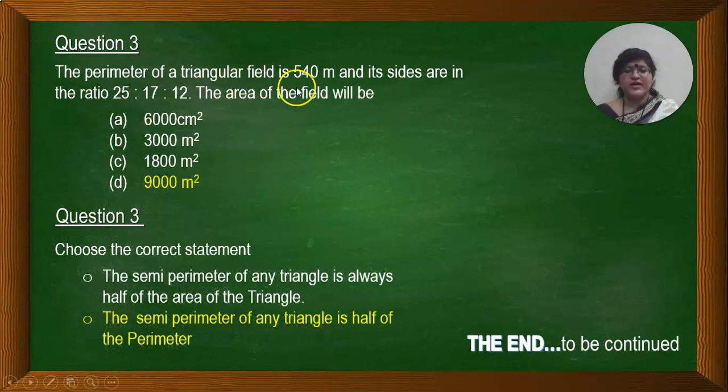The perimeter of a triangular field is 540 meter and its sides are in this ratio. Anything pertaining to ratio, you could take the common multiple as x. So you get 25x plus 17x plus 12x equal to 540. After doing that, you get the value of x. Once you get the value of x, substitute 25 into x, 17 into x, 12 into x. You get the measure of the sides. When you get the measure of the sides, you have to use Heron's formula and then you get this answer.